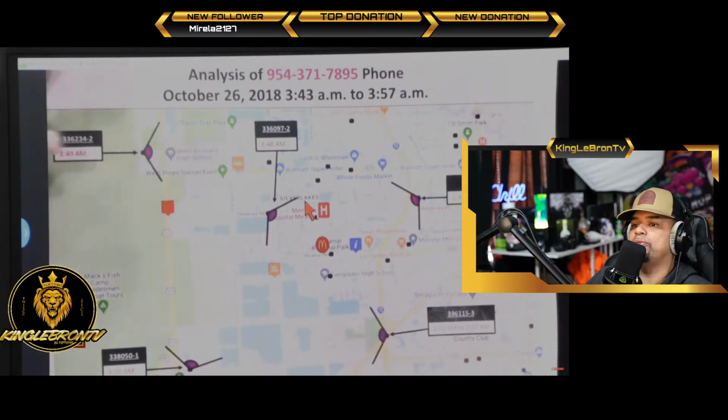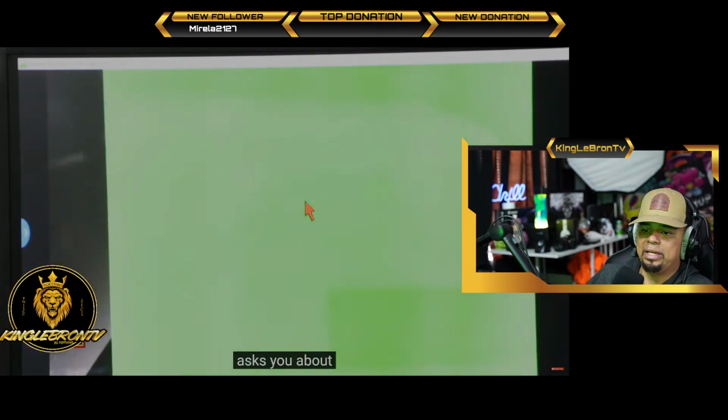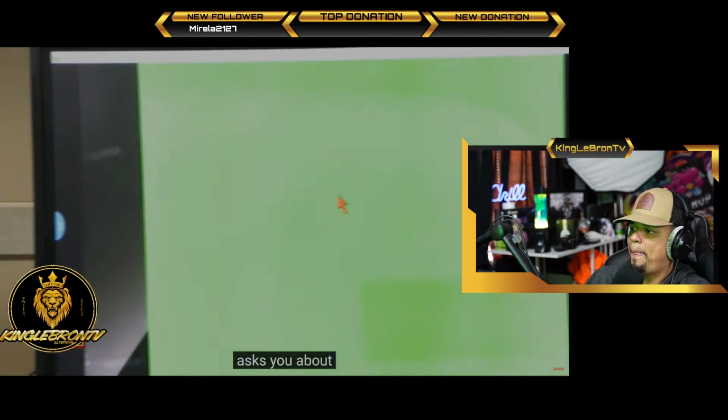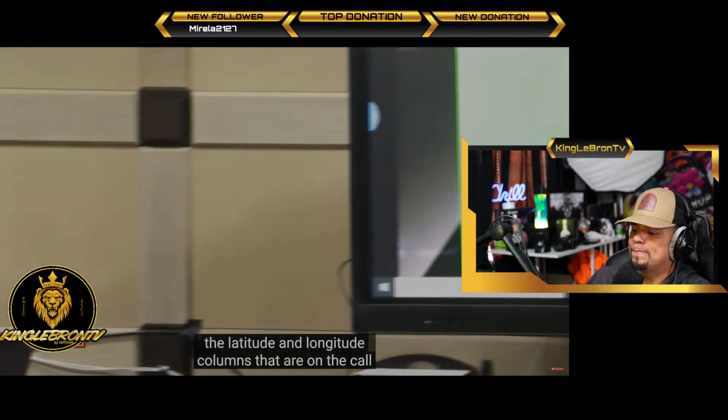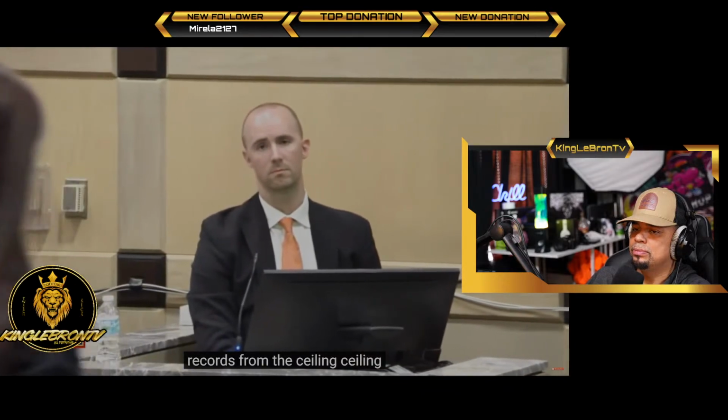Of course, the phone is gonna be in the area. Counsel asked you at some point about the latitude and longitude columns that are on the call records from the engineering report.